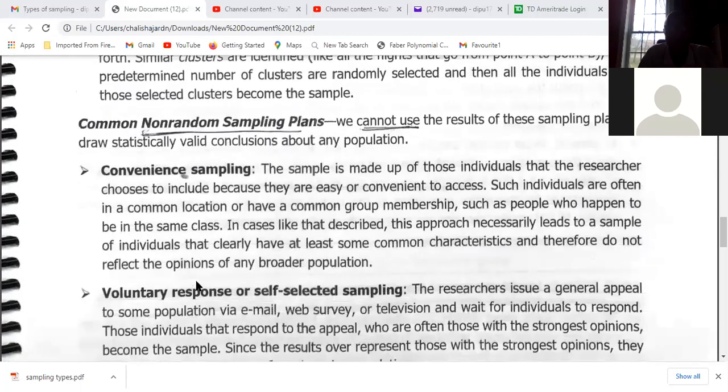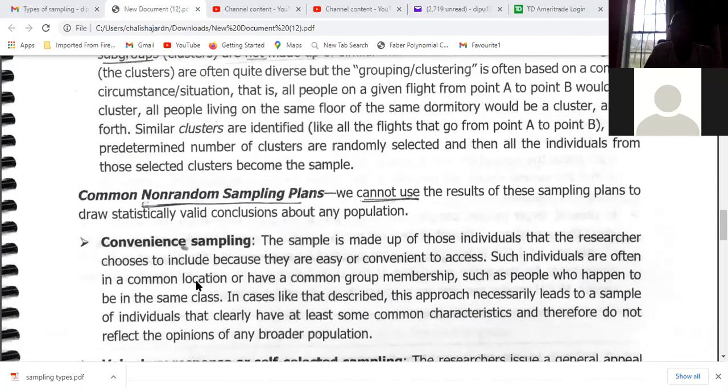The next one is convenience sampling. The sample is made up of the individuals that the researcher chooses to include because they are convenient to access, right? Now the researcher has an opportunity to choose the samples. So that is not that good because sometimes researchers may be biased. He intentionally goes to or tries to choose the people who are in favor of his opinion. It may be possible, so that's why it is not that important.